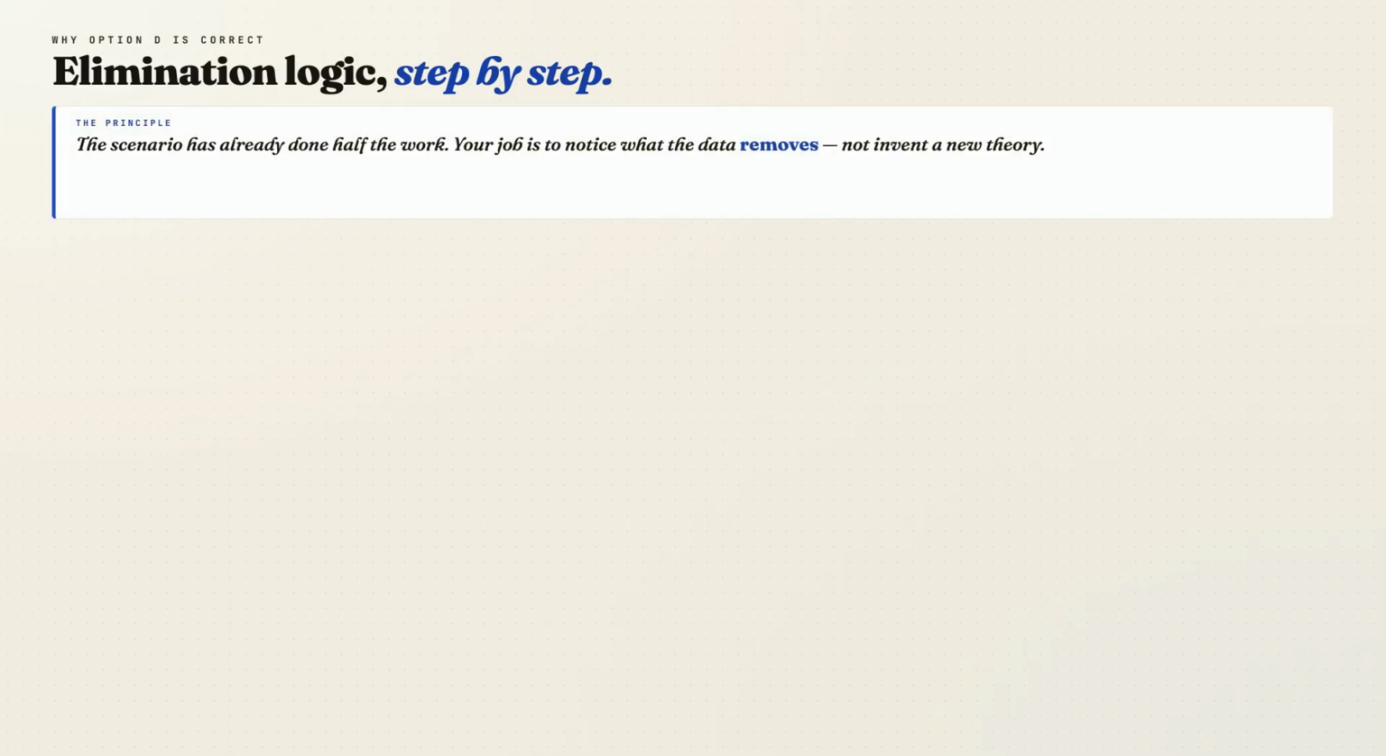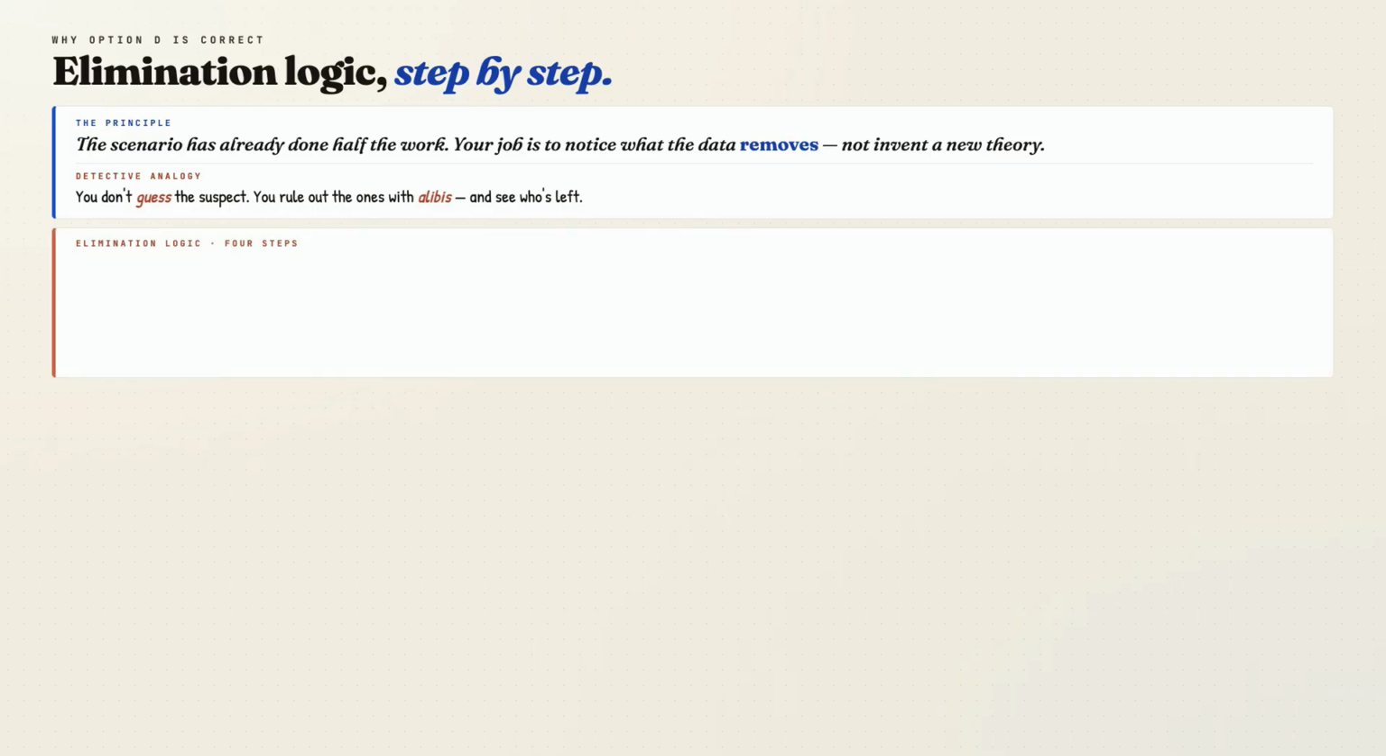Here's the principle. The scenario has already done half the work for you. Your job is to notice what the data removes, not to invent a new theory. Think of it like a detective. You don't guess the suspect. You rule out the ones with alibis and see who's left. Same thing here. Each option is a theory of the failure. The data gives or denies each an alibi. Whoever has no alibi, that is your answer.